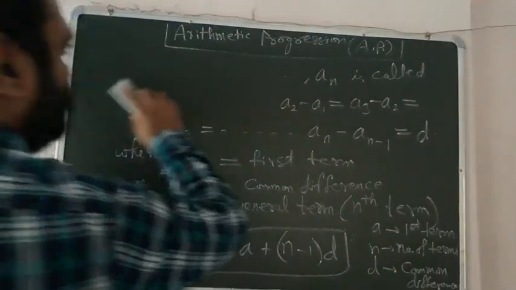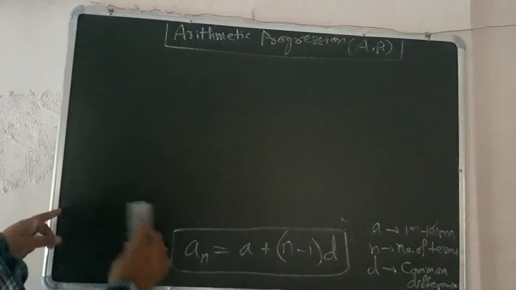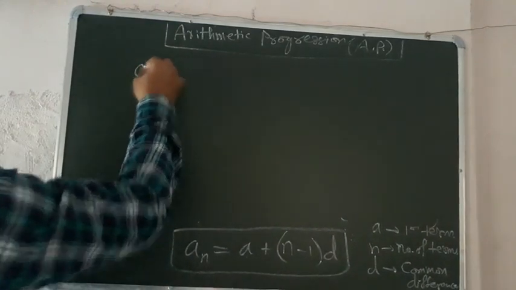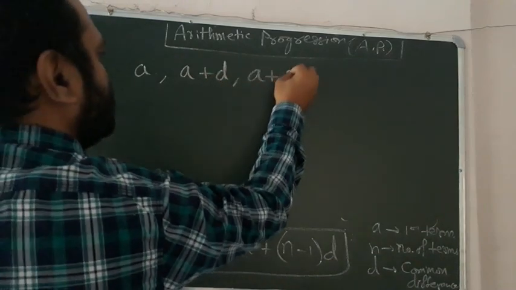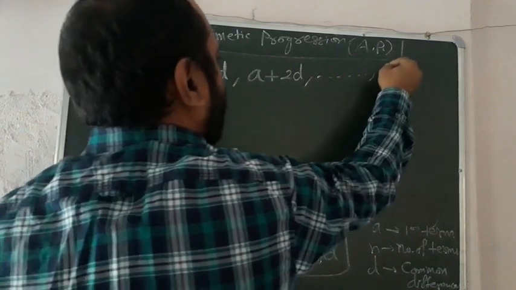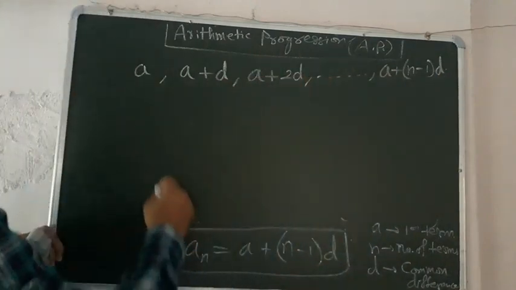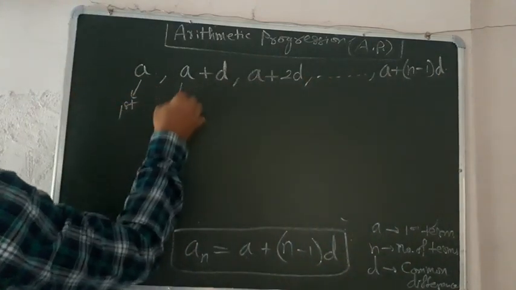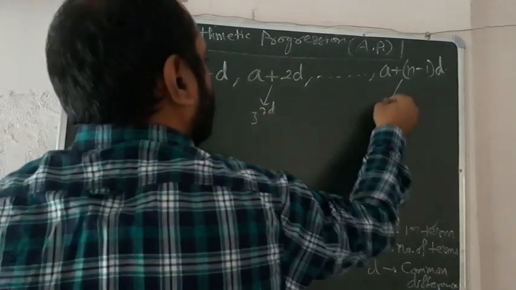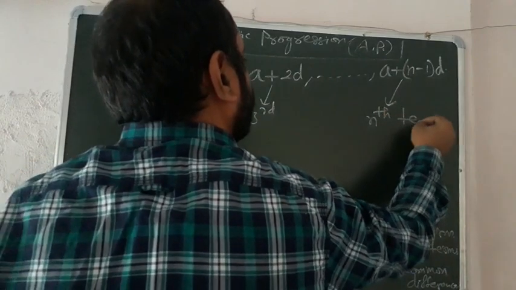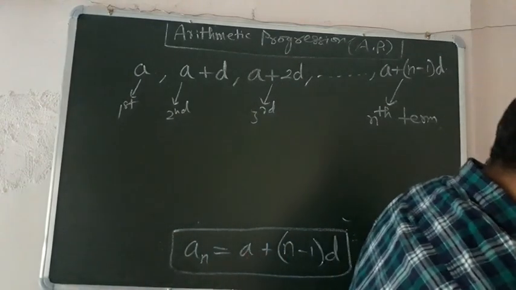Okay. So as you know, how do we represent an AP? Look carefully: the first term is A, the second term will be A plus D, the third term is A plus 2D and so on, and its nth term is A plus n minus 1 into D. This is the first term, this is the second term, this is the third term and so on. This is called the nth term of this AP, beta. So this sequence is called an AP.